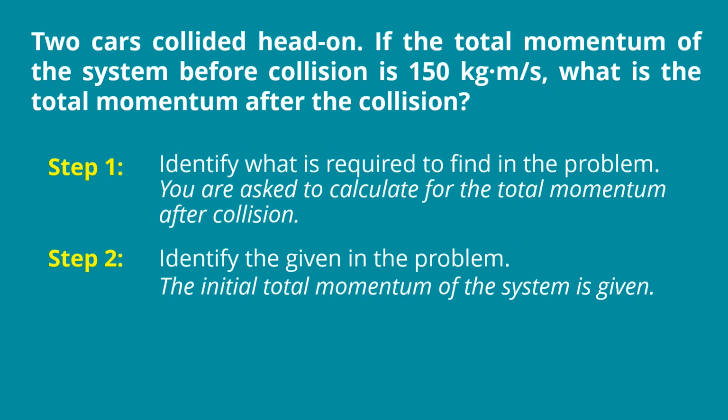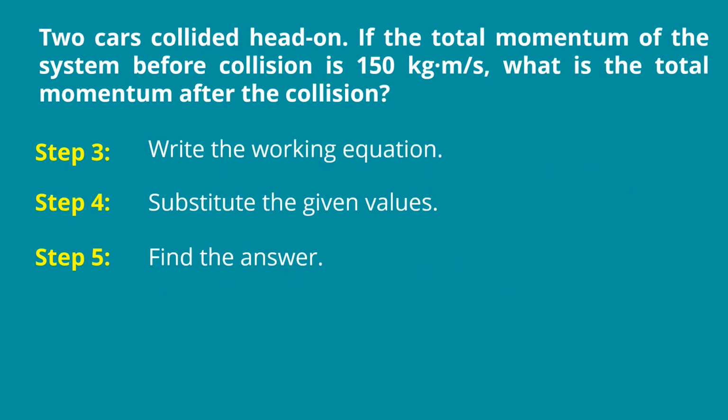To answer the sample problem, let's follow these steps. Step 1. Identify what is required to find in the problem. You are asked to calculate the total momentum after collision. Step 2. Identify the given in the problem. The initial total momentum of the system is given, which is momentum before is equal to 150 kg per second. Step 3. Write the working equation. We can use the formula momentum before is equal to momentum after.